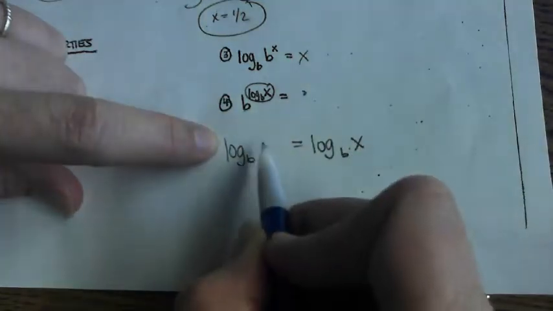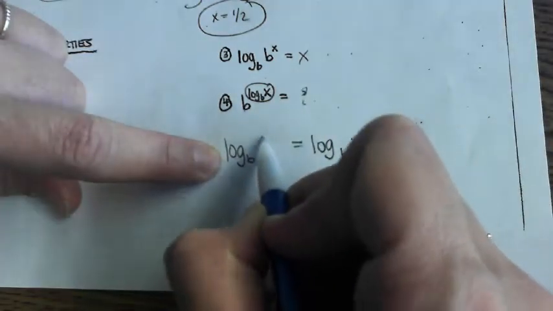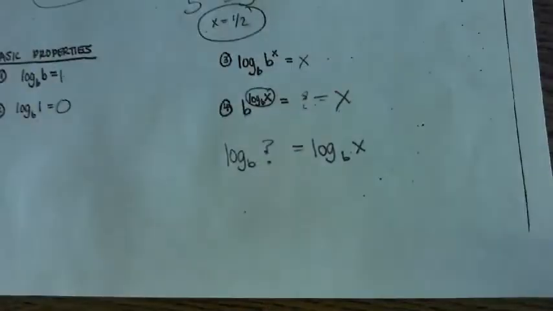So what would fill in the blank? It's a question mark. X, right? So it gives off the appearance that b to the log base b just cancels, and so your answer is just x. Okie doke? So those are shortcuts.